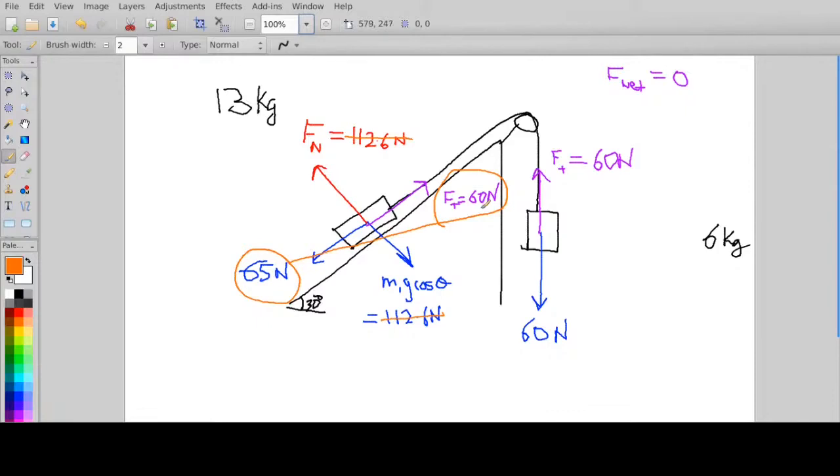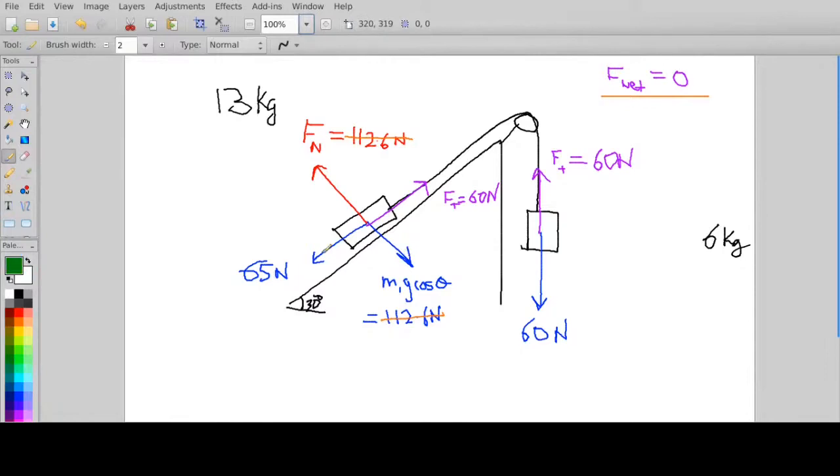notice that it's unbalanced. So it's 65 versus 60, which means that there's an extra 5 newtons down this way. Well, if there's an extra 5 newtons, what does that mean? If there's an extra 5 newtons down, it means it's going to start accelerating in the downwards direction. But it isn't. So we have to have that the net force is 0. And you say, well, how do you do that? Well, there's friction.